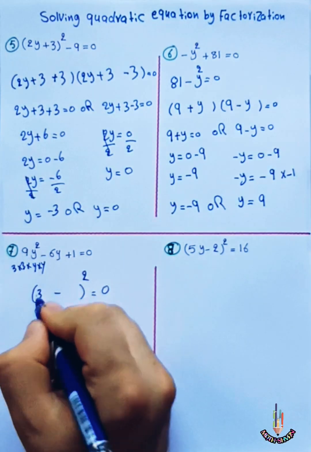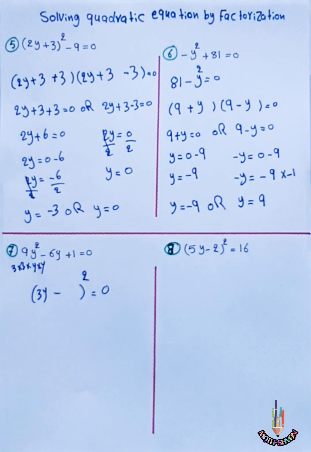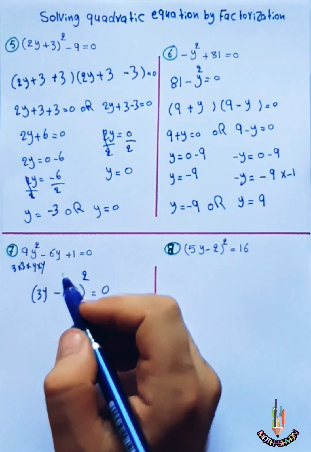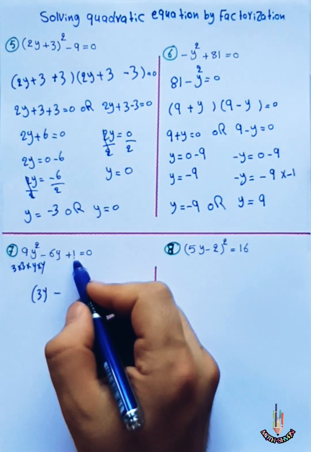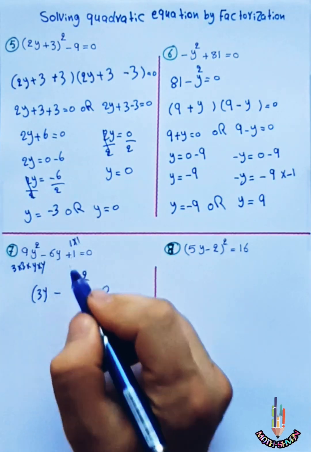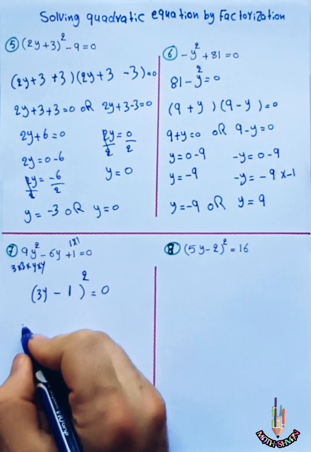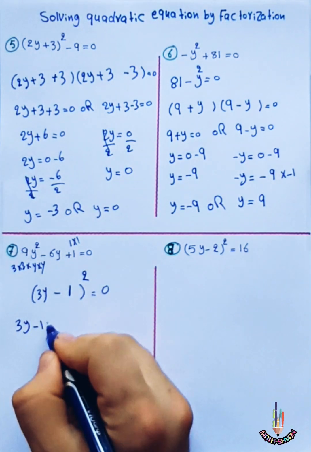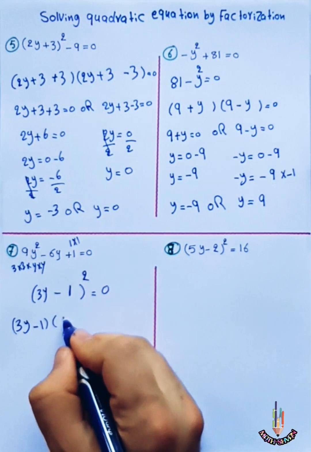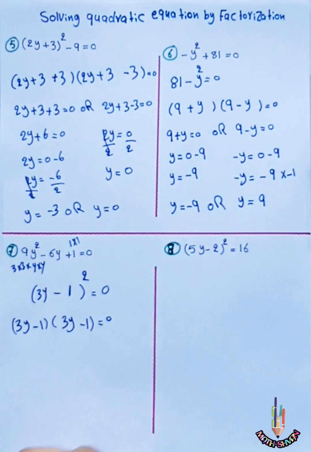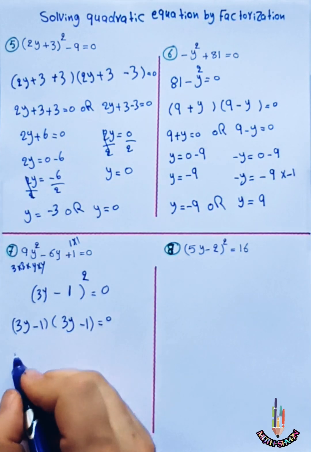So the first 3y you have to write inside the first parenthesis, and then 1 comes from 1 multiplied by 1, so you have to write 1 inside the parenthesis as the second term. After that, you have to open this parenthesis like that: 3y minus 1 multiplied by 3y minus 1 equal to 0, and then you have to equal each expression to 0 and then find the value for y.